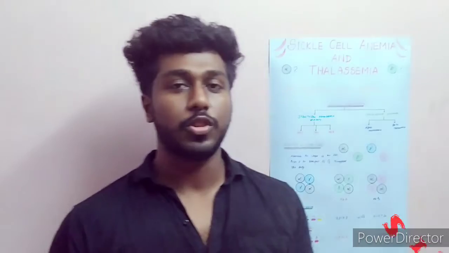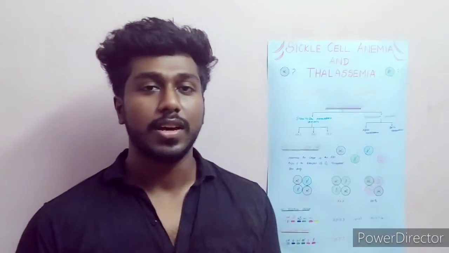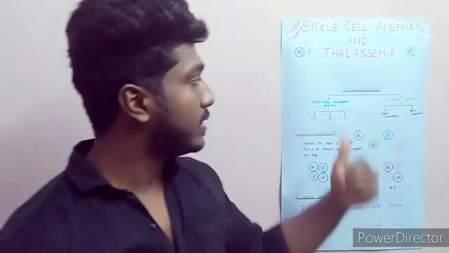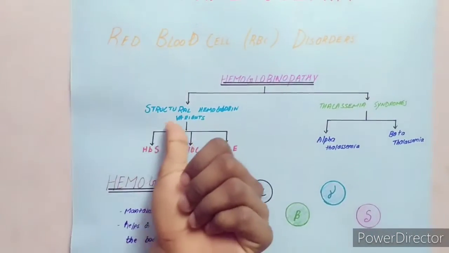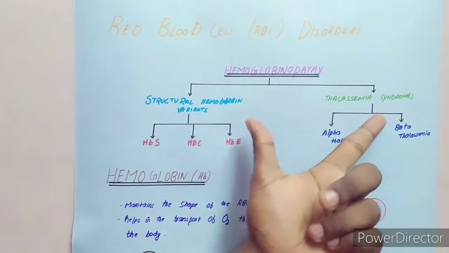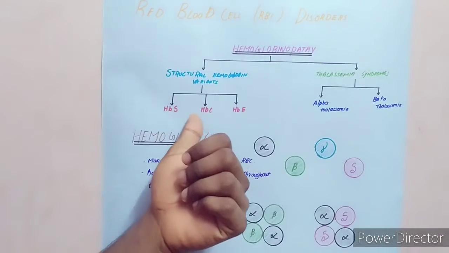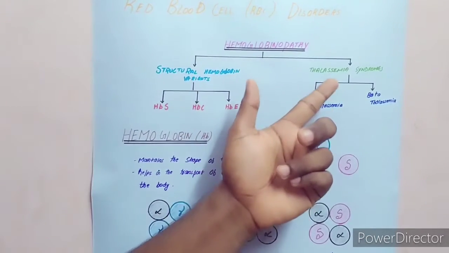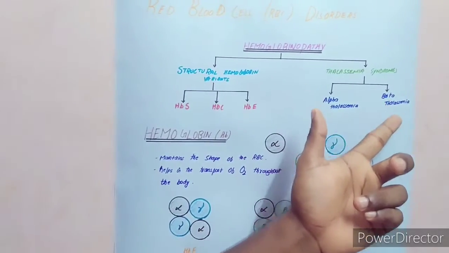Today we are going to discuss the topic sickle cell anemia and thalassemia. Both are inherited blood disorders that have a defect in the globin chain of the hemoglobin. The genetic disease of the hemoglobin is termed hemoglobinopathy. It falls into two main groups called structural hemoglobin variants and thalassemia syndromes. Structural hemoglobin variants are further classified into HbS, HbC, HbE diseases, and thalassemia syndromes are further classified into alpha thalassemia and beta thalassemia.